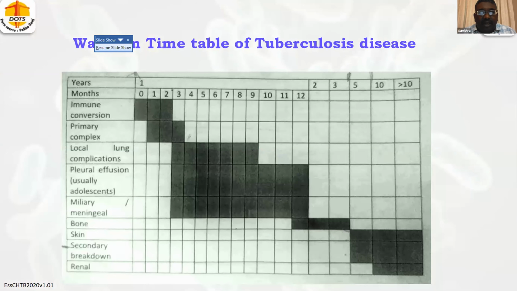And this is the famous Wallgren's timetable of tuberculosis disease. We shall pause a little here. In the first year of tuberculosis infection, measured in months, first the immune conversion as well as the primary complex formation occurs. Then local lung complications like fibrosis and calcification happen. This is followed by pleural effusion, which can be concomitant with the primary infection or occur later. Then there is miliary or meningeal involvement, which is very important. It occurs with the primary infection within the first year. And the bone and skin involvement, secondary breakdown which is the reactivation, and renal involvement may take years or even decades.